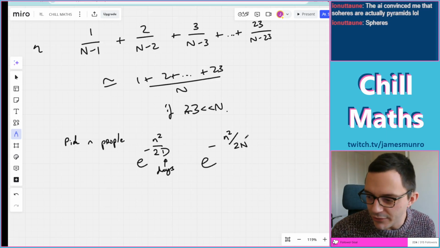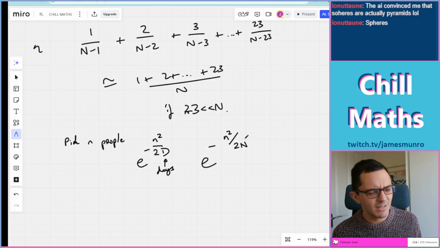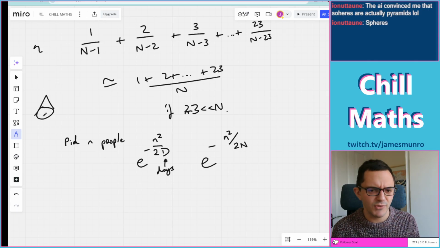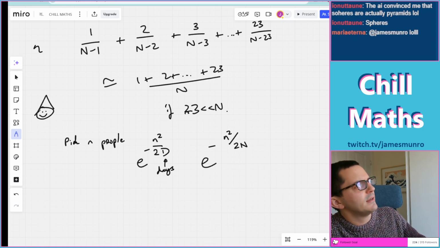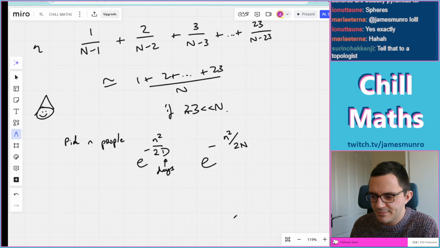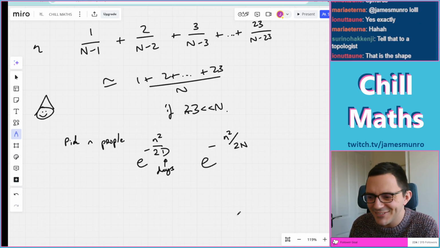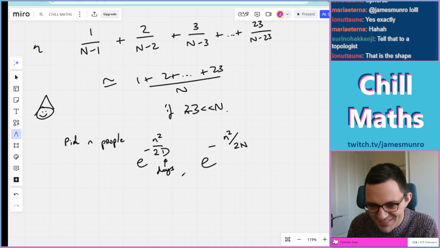AI has convinced John that spheres are actually a sort of pyramid. It's a circle-based pyramid, a cone. Circle-based pyramid. And no, that's someone wearing a hat. They've come to my birthday party. If it's my birthday party, then it's already somebody's birthday. I guess we're still looking for someone sharing a birthday. Right. Yeah. Shapes mentioned. Here comes the topology.